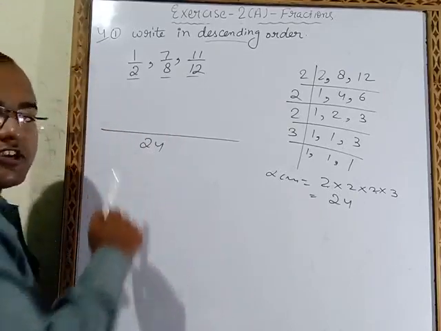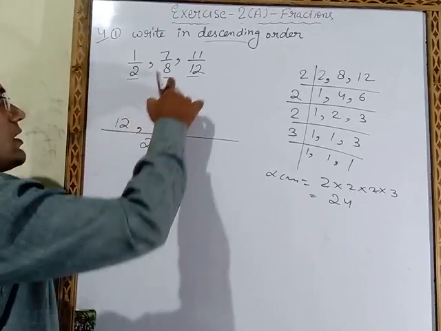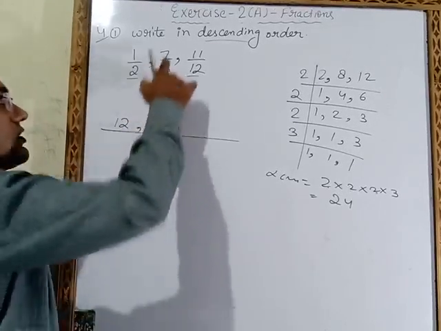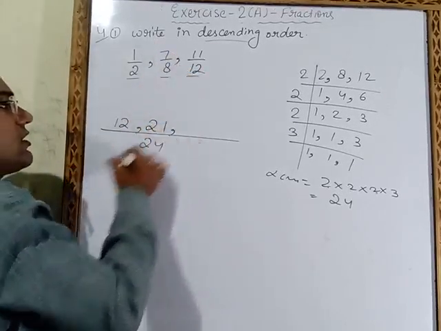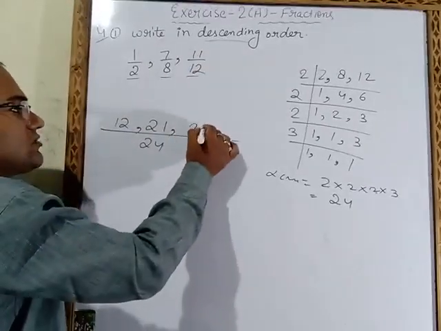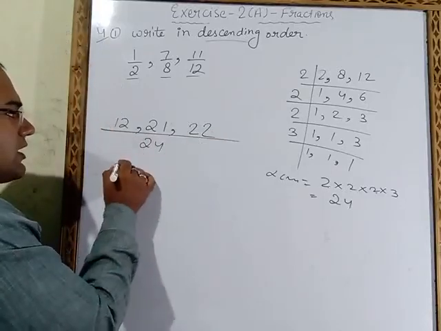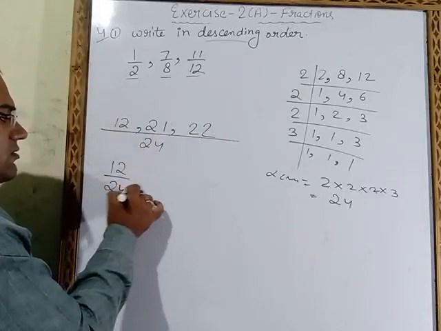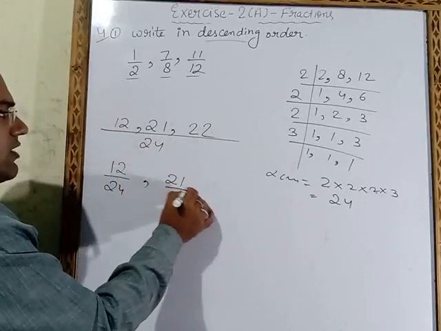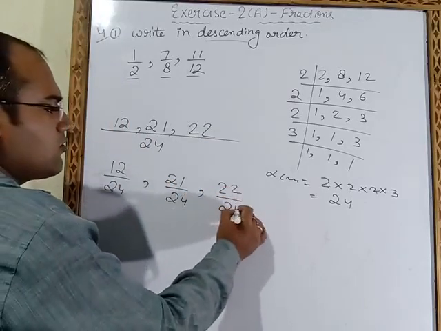2 twelves are 24. 12 into 1 is 12, comma, 8 threes are 24. 3 into 7 is 21. 12 twos are 24. 2 into 11 is 22. Now you have to write these numbers separately. 12 upon 24, comma, 21 upon 24, comma, 22 upon 24.